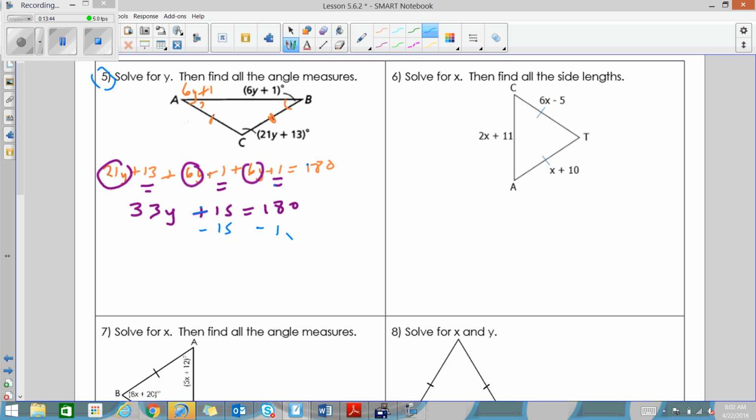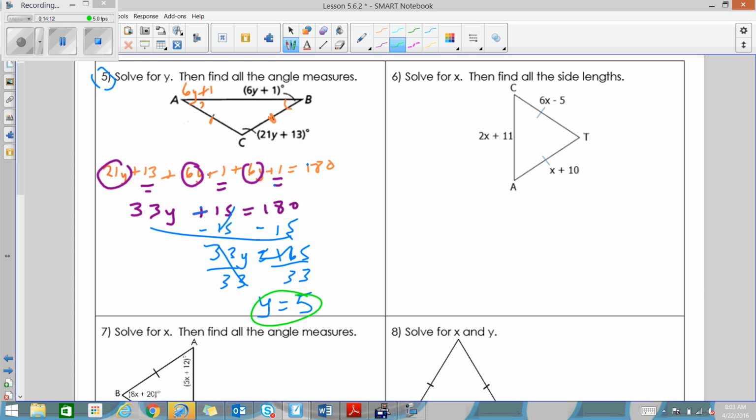It's awful. So we're subtracting 15, so we get 33y equals 165. All right. And then we divide by 33, and you're going to get y equals... Where are we at here? 165 divided by 33, and you're going to get 5. Now, all right, that is one of our answers.